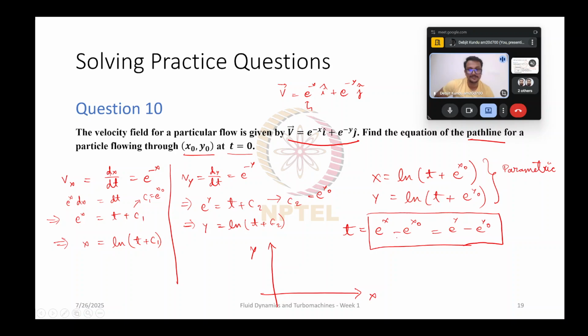I don't know how this function might look, but it's a function of x and y. So let me try to think. E power x. So it's basically e power x minus e power y equal to some constant. I believe it will be something like this. Like a hyperbola, not a hyperbola, but something like that. Or no, there's a minus sign, right?